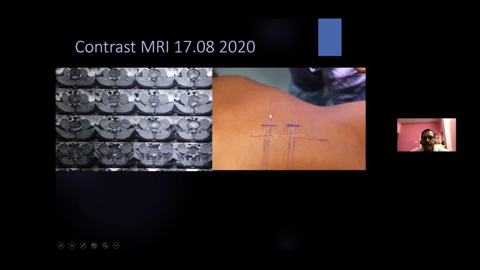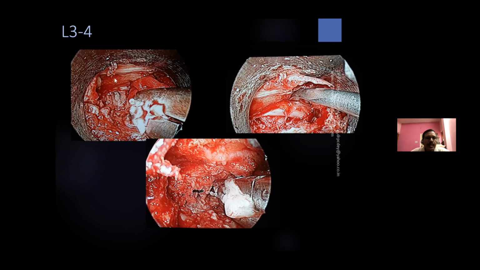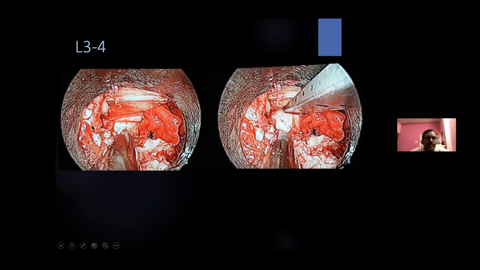We did the contrast MRI. And this is the old scar. And this is the proposed incision of the endoscopic technique, restorative technique at L3, L4 and L4, L5 left approach. So this is the cranial and this is the caudal. So we did the marking with the marker, and this is the localizing device with the C-arm, and this was the fibrous tissue. This is the left approach. So cranial, caudal, midline and lateral.